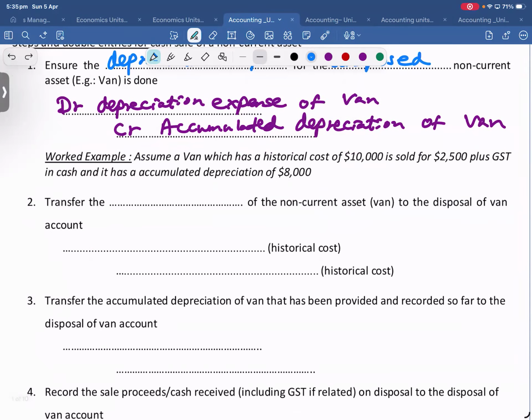Next one. Transfer the historical cost. This is the first step of the disposal, to the disposal account. So we have a special account called disposal. So we transfer the historical cost. Right? So you debit the disposal of van. Why do you debit it?